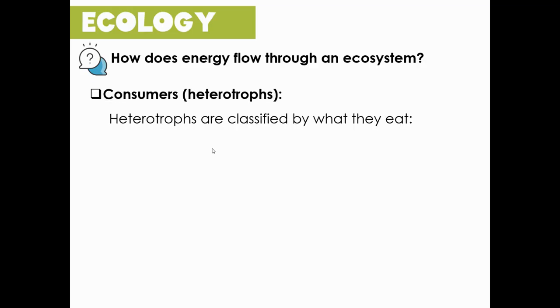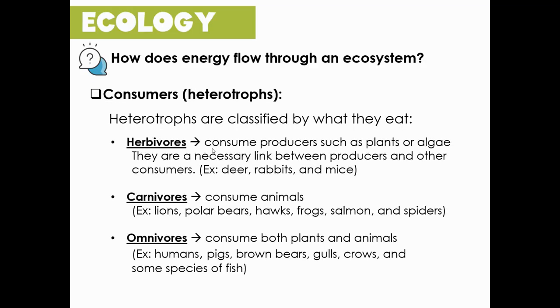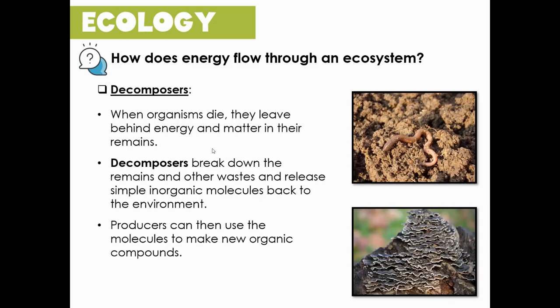Now, heterotrophs are classified by what they eat, and just a quick reminder, your herbivores are going to consume producers. This would be like deer and rabbits and mice. And then we have carnivores, which consume animals. Lions and polar bears and hawks and salmon would be great examples of carnivores. And then your omnivores consume both plants and animals. This would be like humans and pigs and bears, crows, and then, of course, some species of fish.